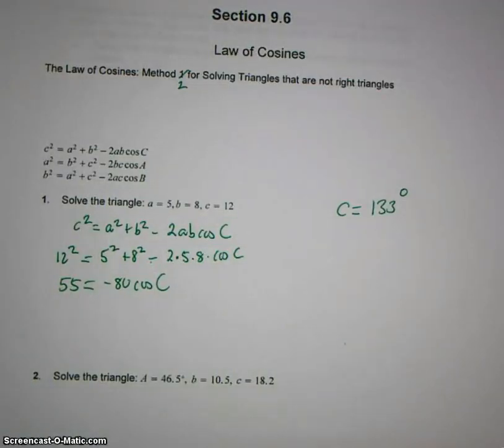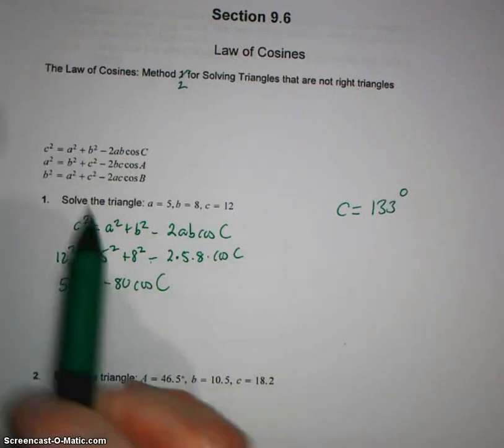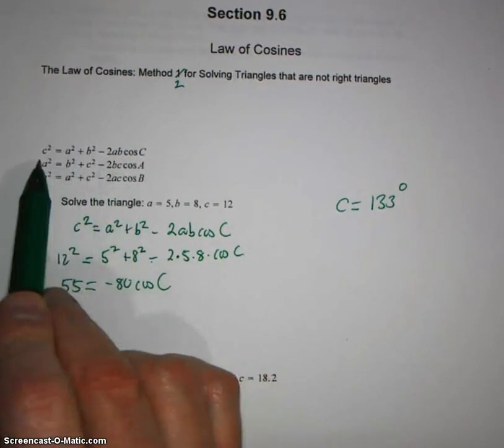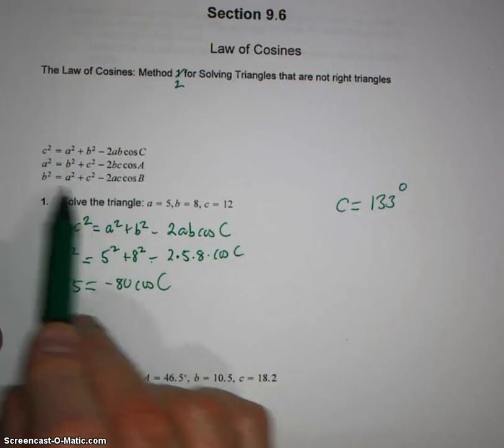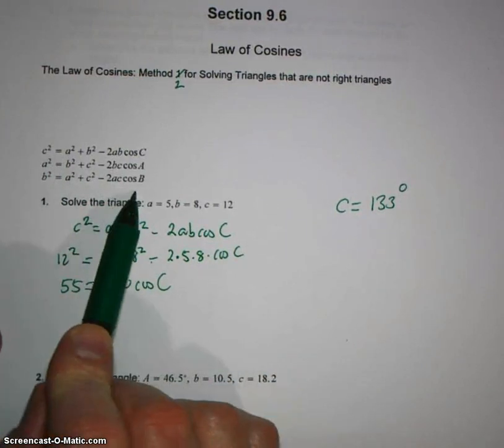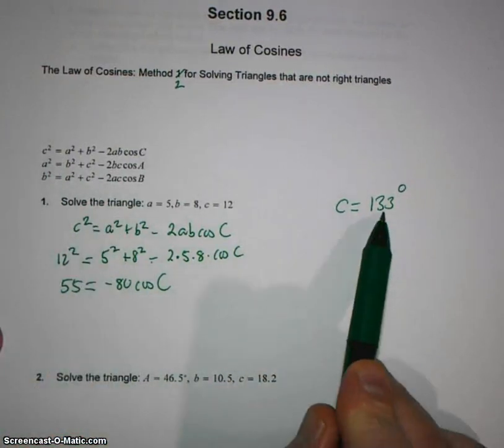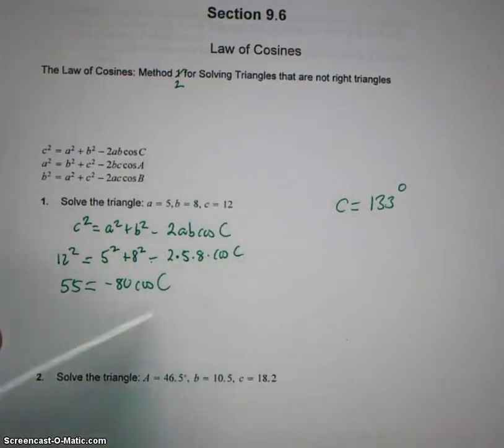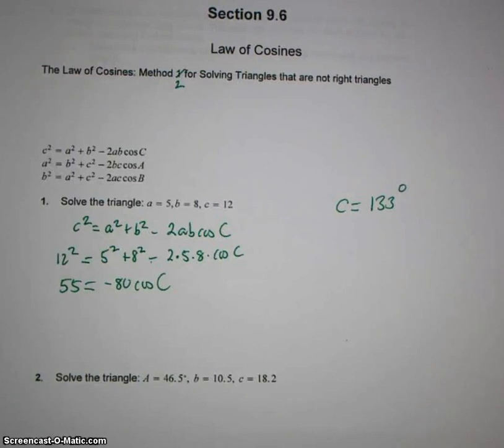Now, I have some options. I could go ahead and use one of these other versions to find A or to find B. Or, now that I have big C, I have a pair. I have big C and little c. So now I could use the Pythagorean, not the Pythagorean theorem, sorry. I could use the law of sines.